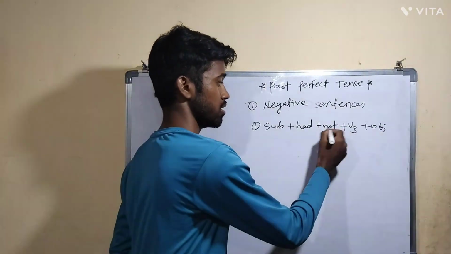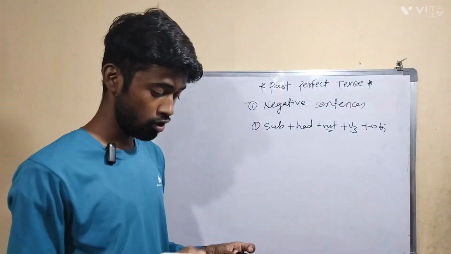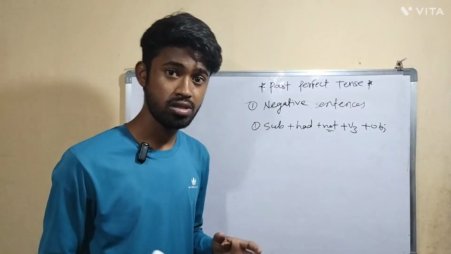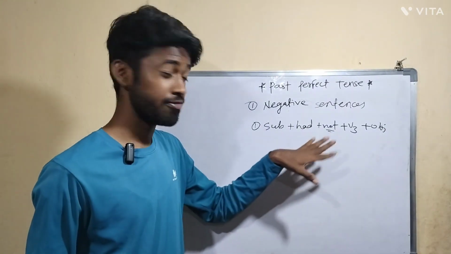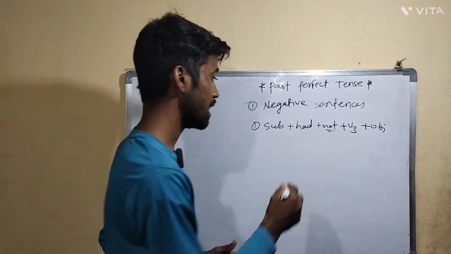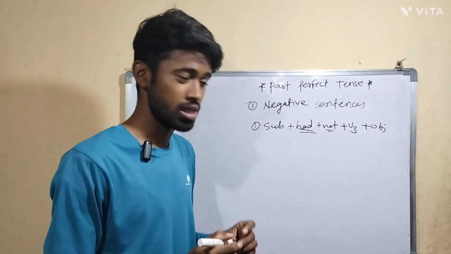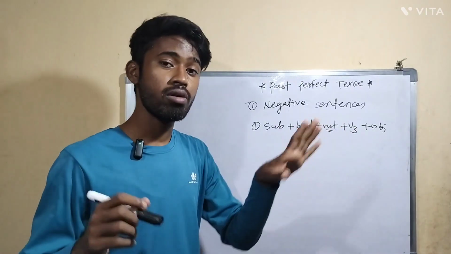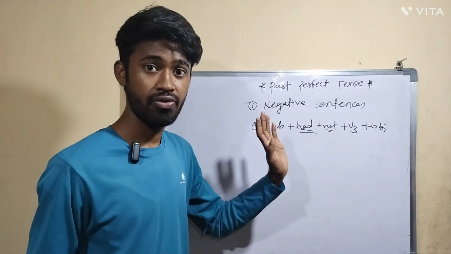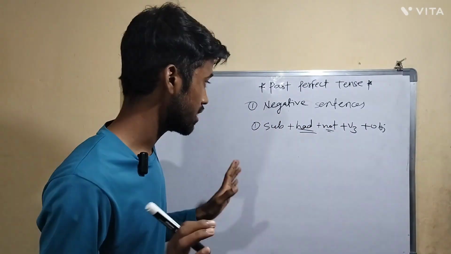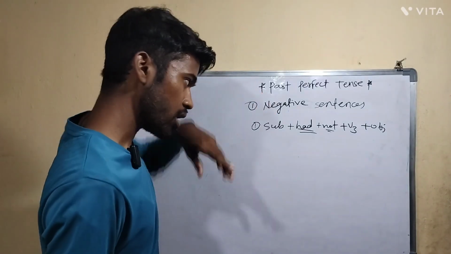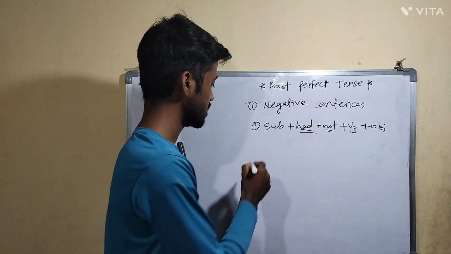What is the extra part here? That is not. So what you need to understand is that in negative sentences we always add not after the helping verb. This thing you have to remember in any tense. Only after the helping verb we are adding not. If you add it before that, it is grammatically wrong. Now let's see a few examples.